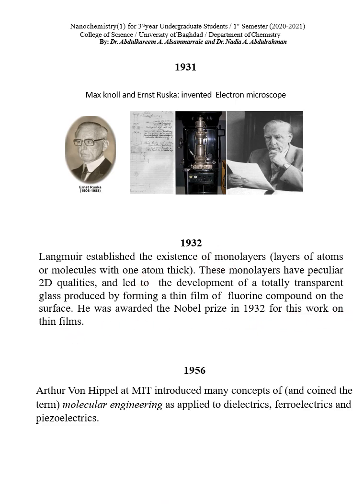And in 1932, Langmuir was first to prove or to establish the existence of monolayers. Monolayers, thin films. Monolayers means films with a single atom thick. And these monolayers have peculiar two-dimensional qualities. So the properties, the qualities طبعا راح تكون unusual and led to the development يعني هذا ال discovery or هاي ال establishment led to the development of a totally transparent glass produced by forming a thin film of fluorine compound on the surface.